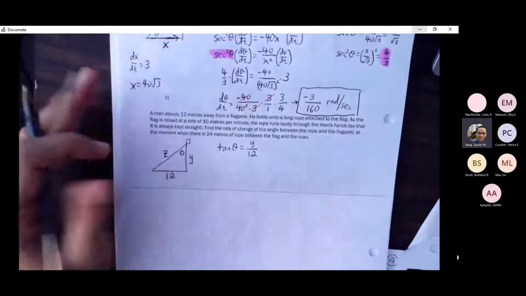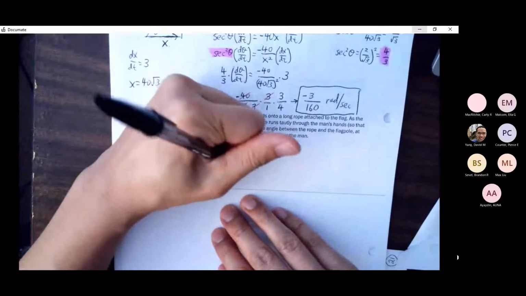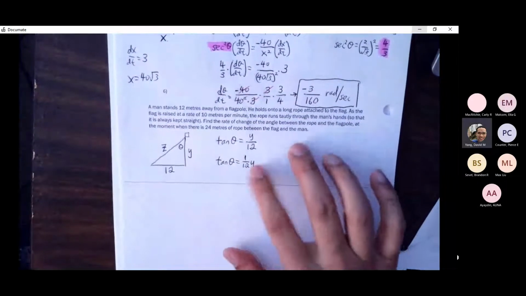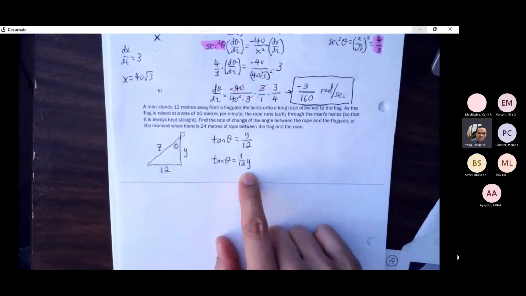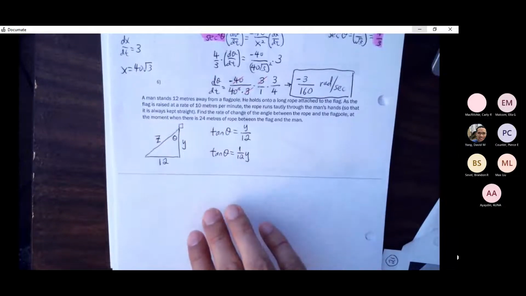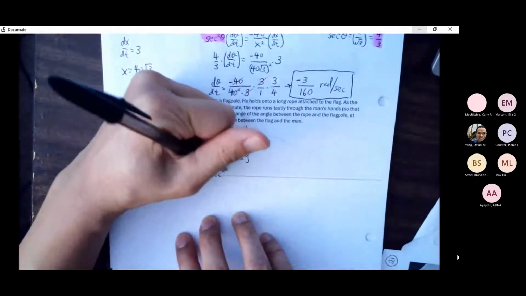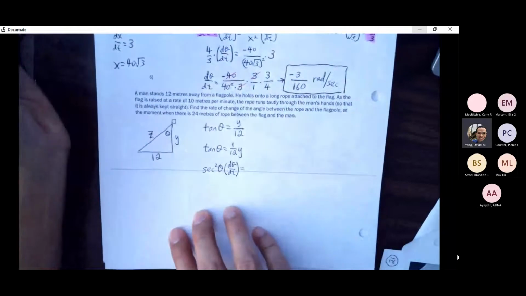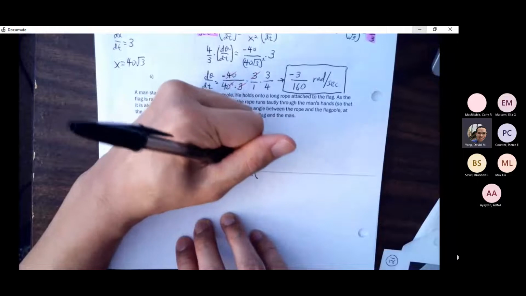Okay, so there's my equation. I'm going to get this ready for my derivative process. I don't want to stare at that 12 here, so I'm going to pull that 12 out in front, make it a coefficient, 1/12 times y. Now here's my derivative process. Tangent's derivative is secant squared d theta dt. 1/12 is going to stay, that's the coefficient, and the y becomes dy dt.